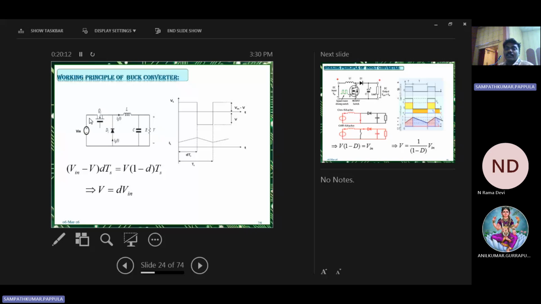If you give the turn on power supply to Q1, what is the direction of current now? If you give the gate pulse to turn on the MOSFET, from V1 you get some current I. If Q1 is turned on, what about the diode D? Here is positive polarity, negative polarity. Q1 is turned on by giving the pulse signal. What about the diode?